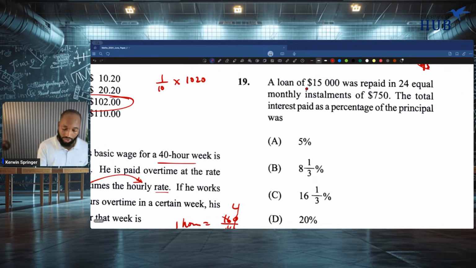A loan of $15,000 was repaid in 24 monthly installments of $750. Total interest. So I need to multiply 24 by this, they say. That's what I need to do there. 24 times 750. And then I figure out the interest as a percentage of the principal.